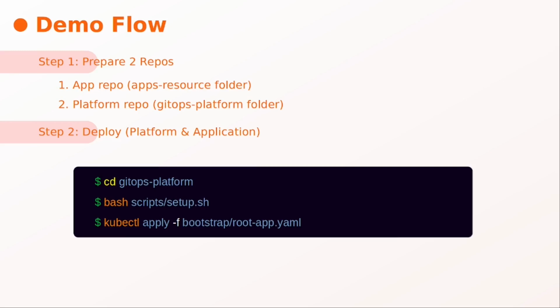Step 2. Deploy the platform. First, move into the platform repository and run the setup script. The script automatically creates the local K3D Kubernetes cluster, installs ArgoCD, and deploys the GitOps control plane. After that, the root app YAML file tells ArgoCD to synchronize the infrastructure from the Git repository. ArgoCD then deploys Ingress NGINX, Cert Manager, External DNS, and monitoring starts.